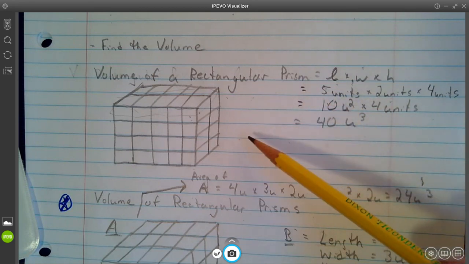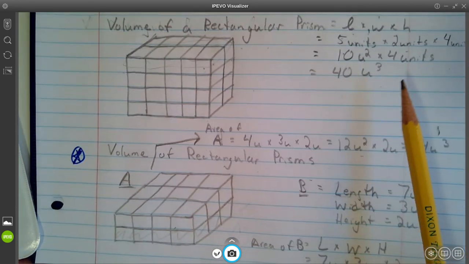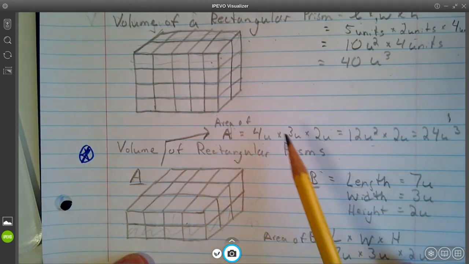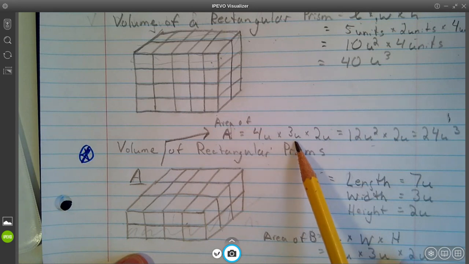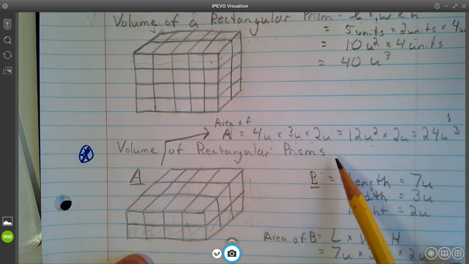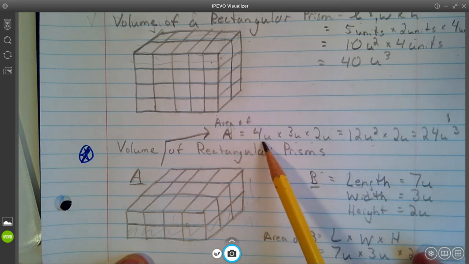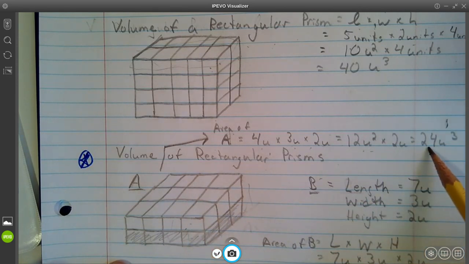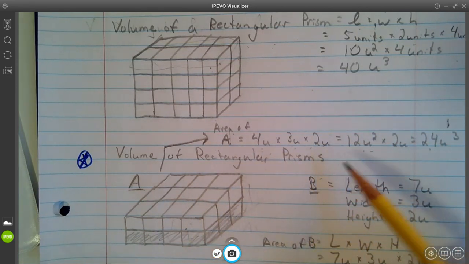So the volume of area A is 4 units by 3 units by 2 units. And that equals, I just multiplied the first two together to get the bottom layer of this cake. That's 12 square units, the bottom layer of that cake. And then it's 2 units high, so 12, and then another 12 stacked on top of it is 24 cubic units. Of course, what did I really do? I just multiplied those through, okay?